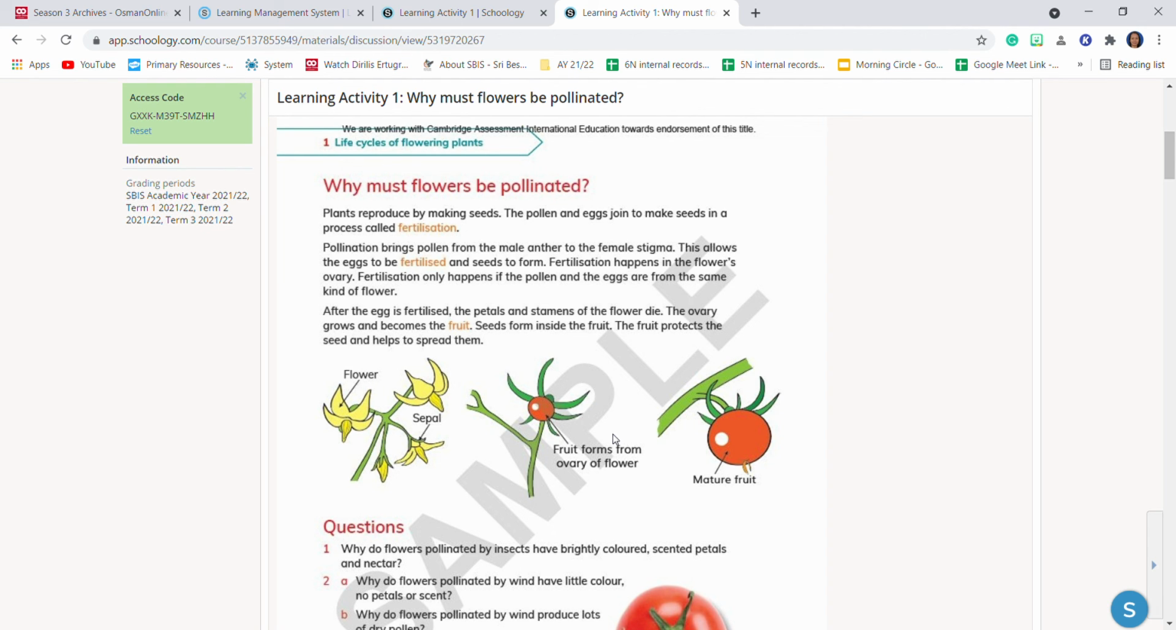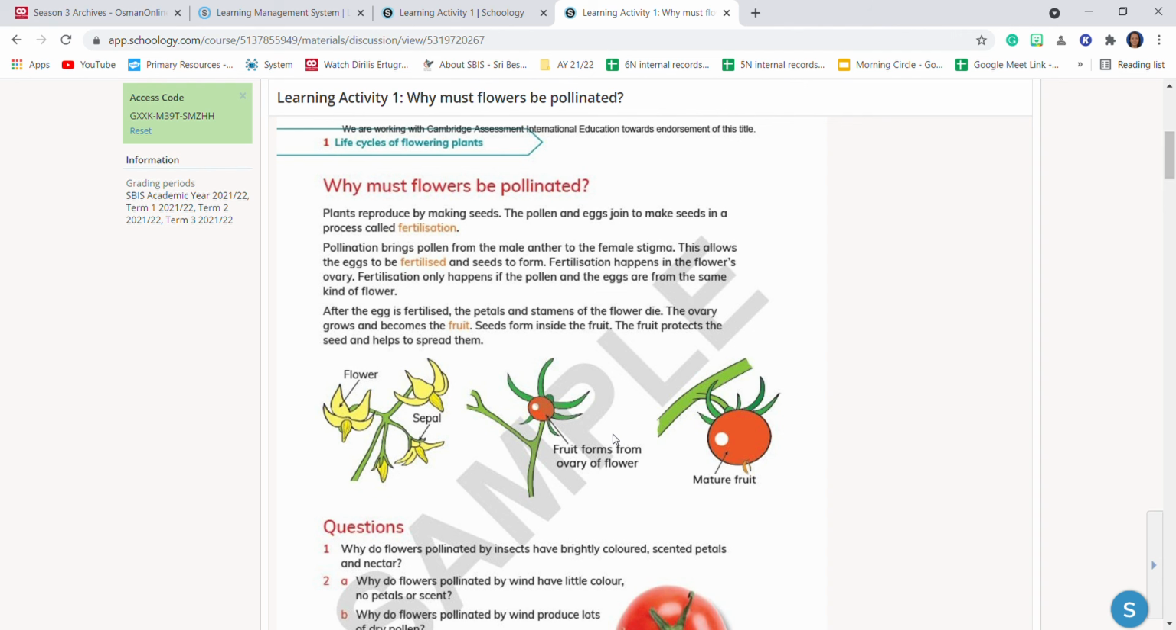When the seed grows, the stamens of the flower die, the petals die. This seed will be in the ovary. When the ovary grows, it becomes the fruit. So fruits like durian, apple, and oranges are fruits with seeds. Tomato is also a vegetable fruit. And grapes are fruits that have seeds inside. When you take the fruits, you'll see that the seeds are inside.